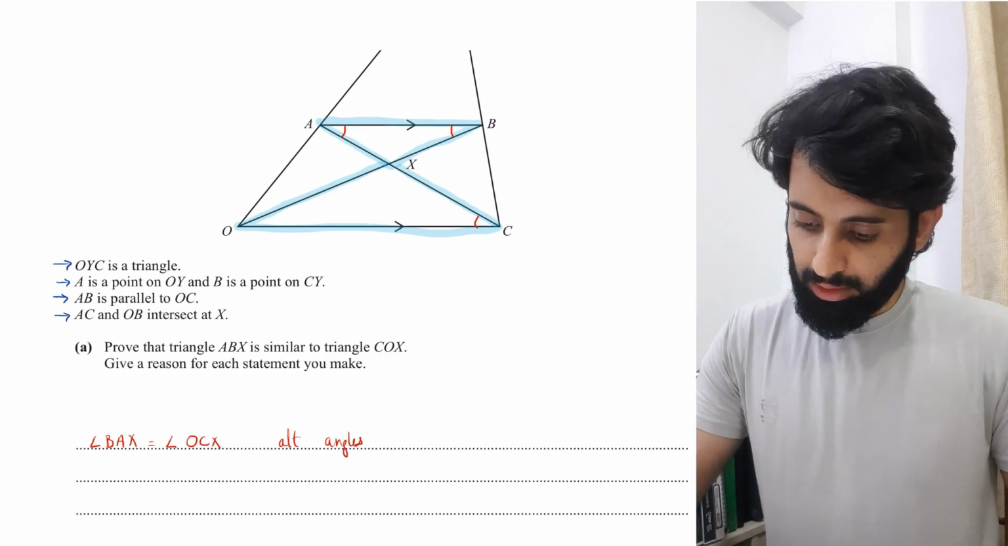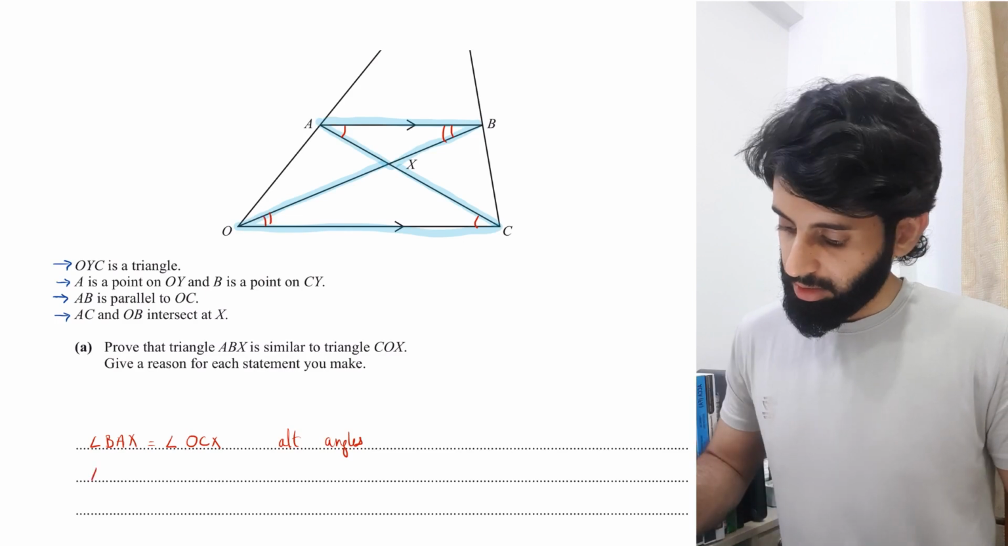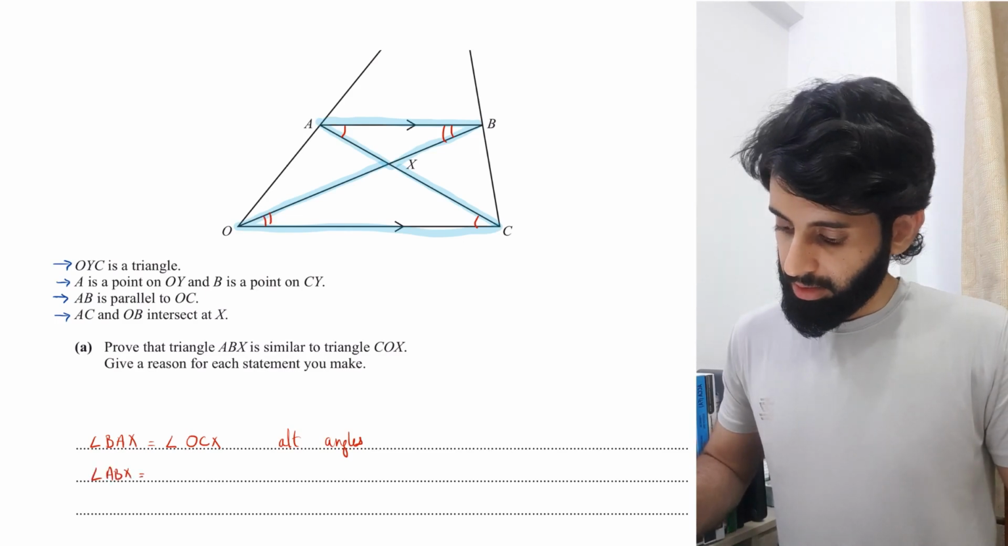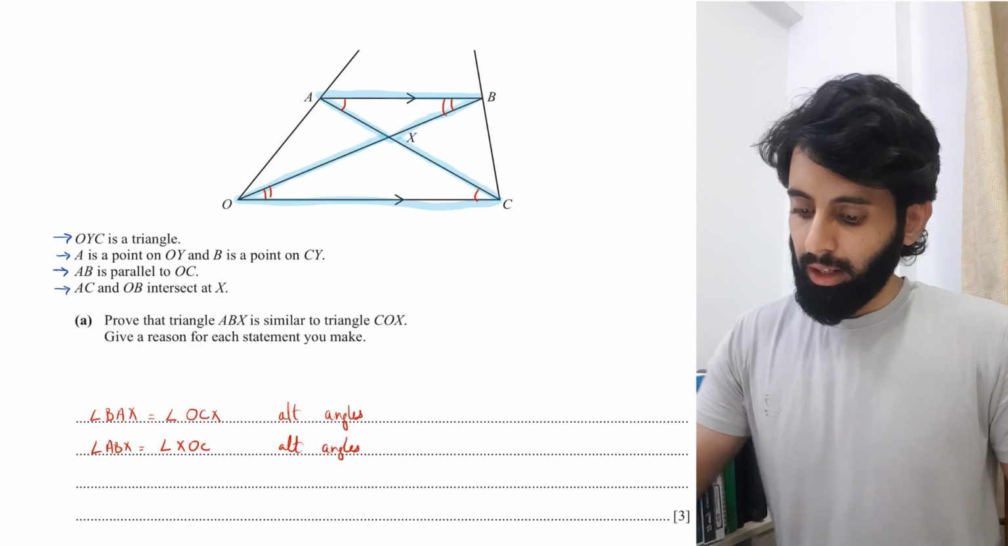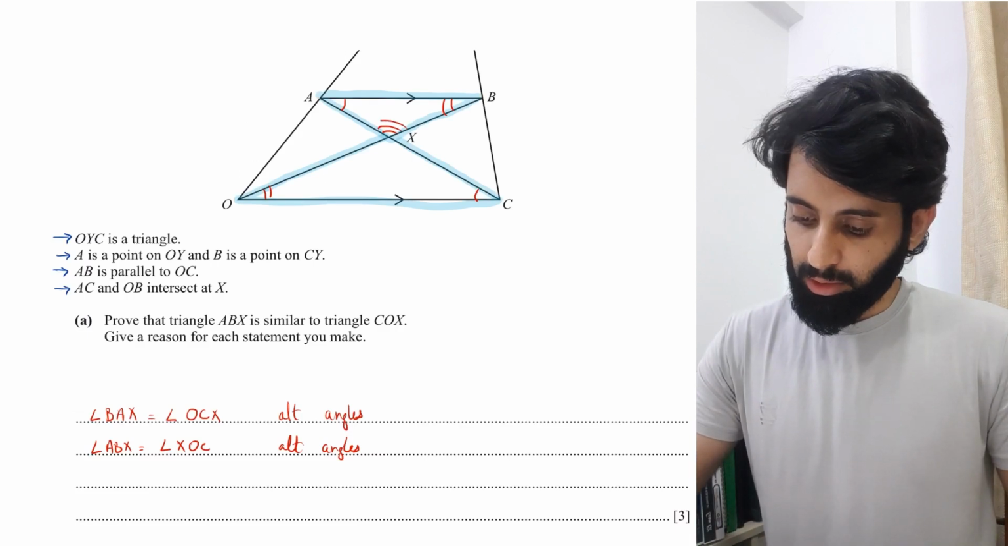And then this angle right here is going to be equal to this angle. So you're going to say angle ABX is equal to angle XOC. The reason is the same, alternating angles. And then finally, these two angles are also going to be the same.